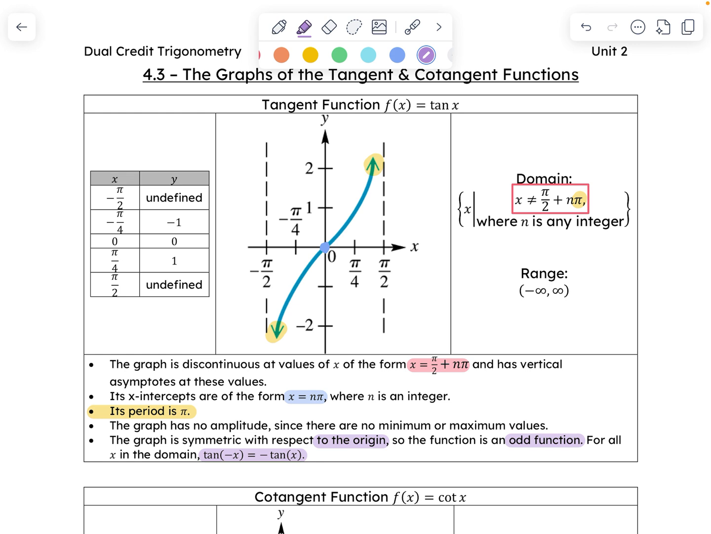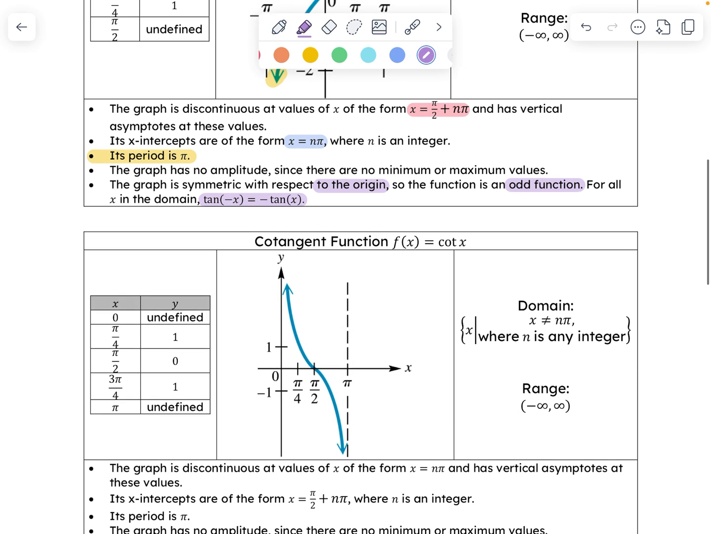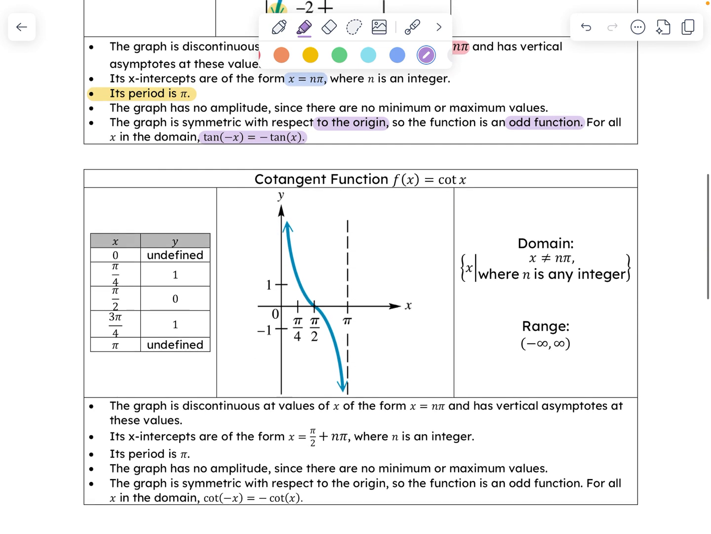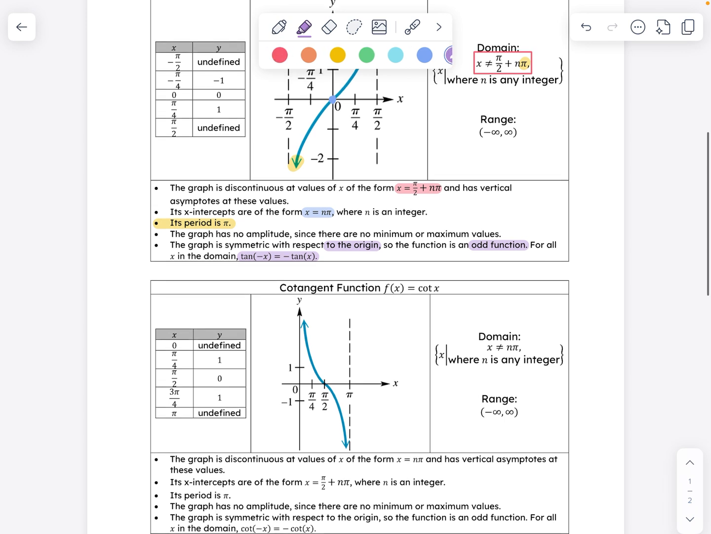Now let's look at cotangent. You'll notice cotangent is kind of similar, it just looks a little different. Instead of being centered at the origin, now we're going from 0 to pi. And instead of being an increasing function, now it's a decreasing function. We're going down as we go to the right. So you'll notice our asymptotes are also a little different.